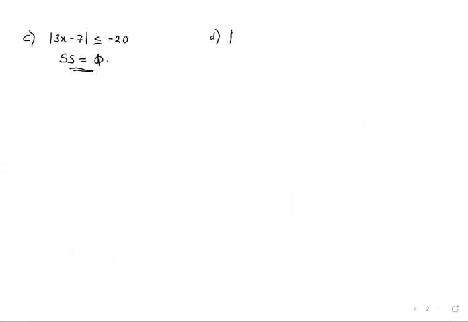Okay, so our next question. I have a question, sorry. On C, if that sign was greater or equal to -20, you're saying that's when you would have found the solution set.